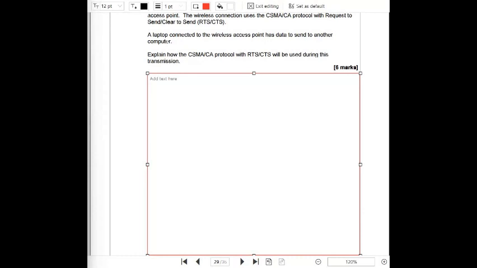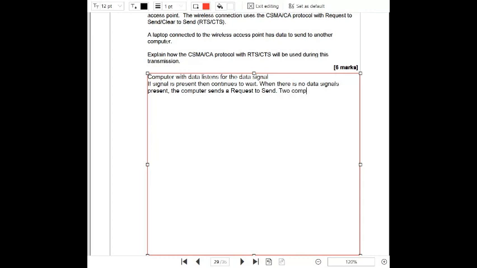So for a question like that, I'd be saying computer with data listens for the data signal. If a signal is present, then it continues to wait. When there is no data signal present, the computer sends a request to send. And then two computers could start transmitting at the same time if they both detect no data signal.